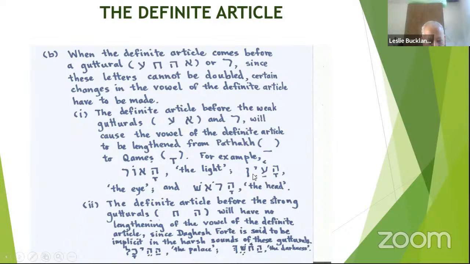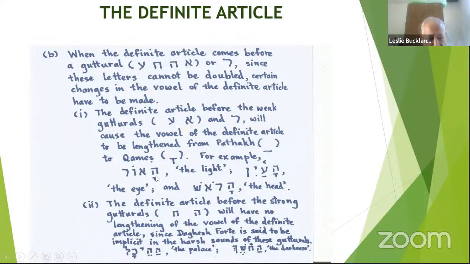ha'ayin, ha'ayin. Now notice that there is a kames instead of a pathak because there has been a lengthening. The ayin cannot receive a dagesh forte, and therefore the vowel underneath the definite article, originally pathak, has to be lengthened to its corresponding long vowel. So it is lengthened from short a to long a. Ha'ayin, which is the eye.